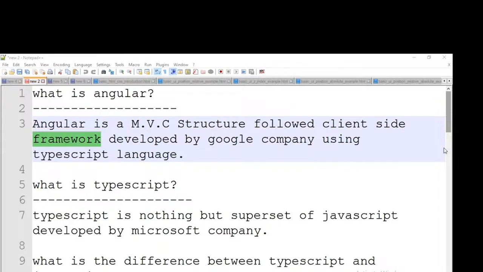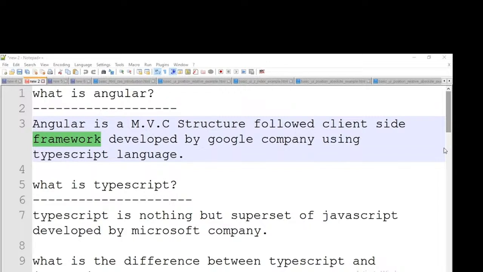By using TypeScript language. What is that? TypeScript language. So every framework should be developed by using some language. For example, Struts, Spring, Spring Boot or Hibernate, those are all Java related frameworks. CodeIgniter, Laravel, those are all PHP related frameworks.